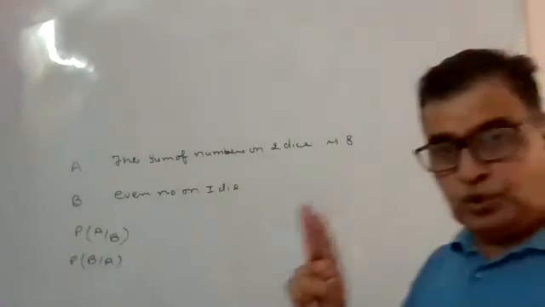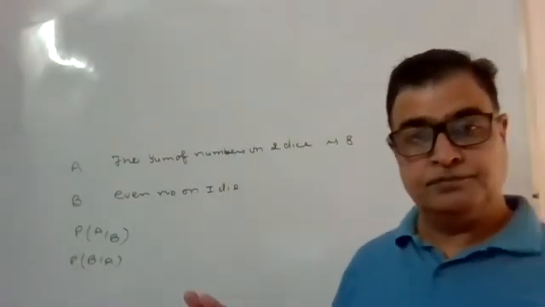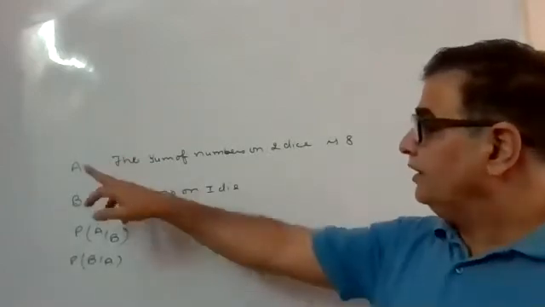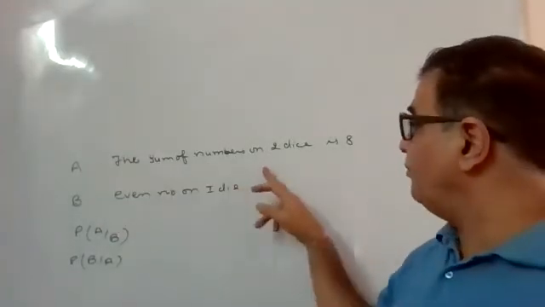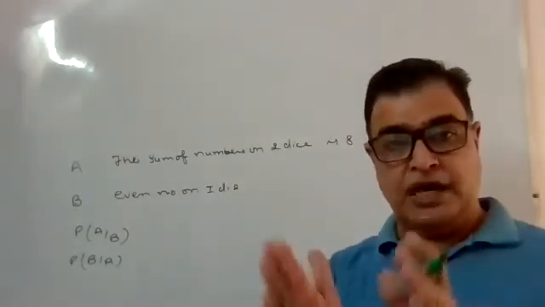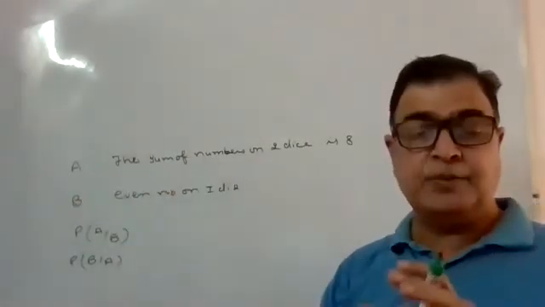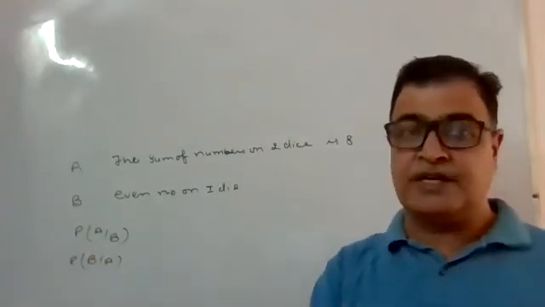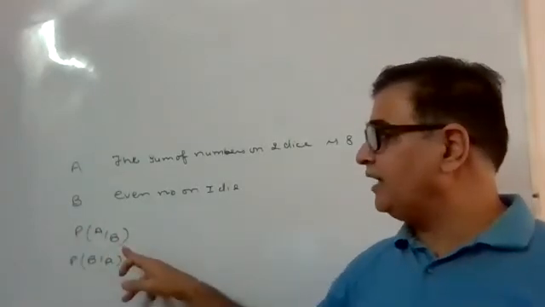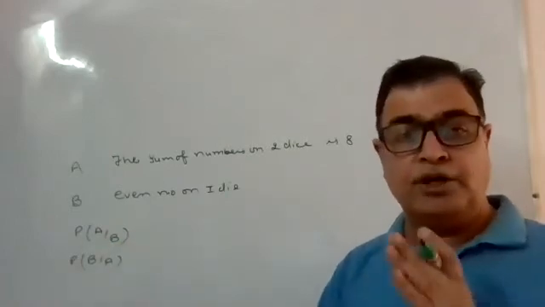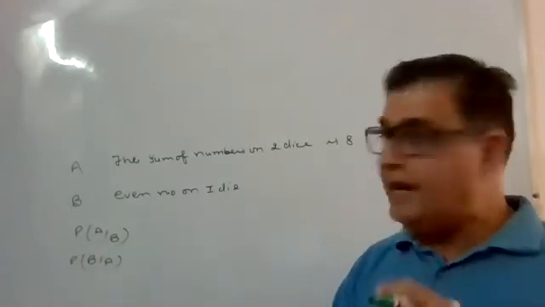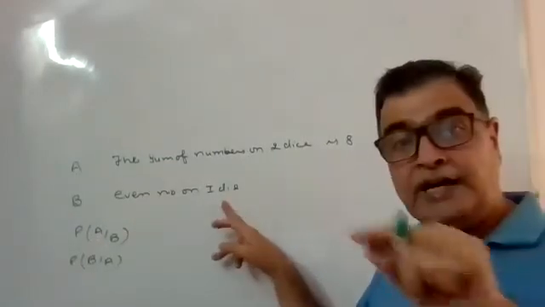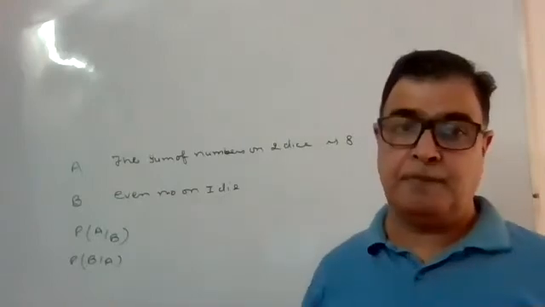Two dice are thrown together. A says the sum of the numbers on the two dice is 8. आपको ये मान A आपकी इवेंट है जिसमें कि सम 8 आ रहा है. B ये कह रहा है इवन नंबर ऑन फर्स्ट डाई आ रहा है. I want A by B. A by B का मतलब, now I want the probability of getting sum 8, A, when we know that first die is an even number.